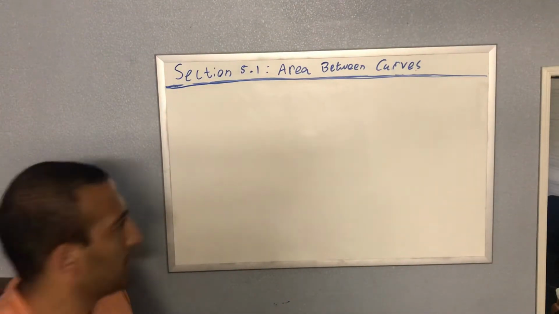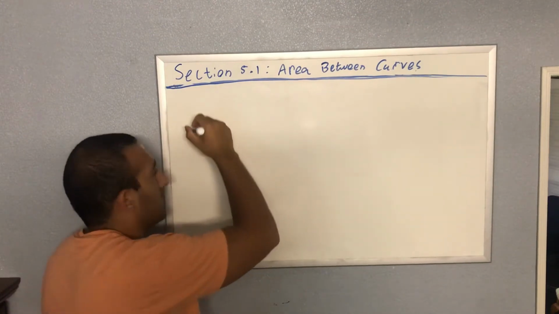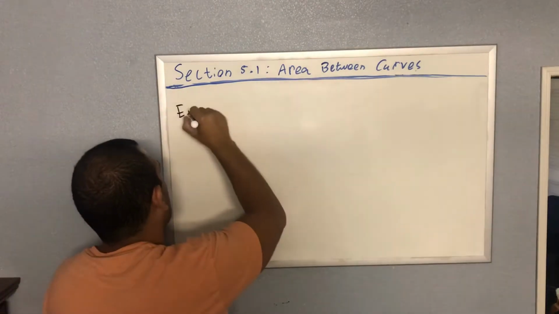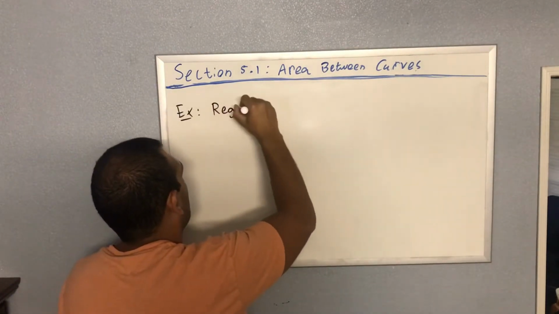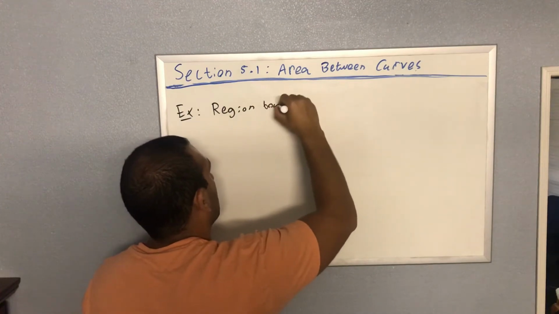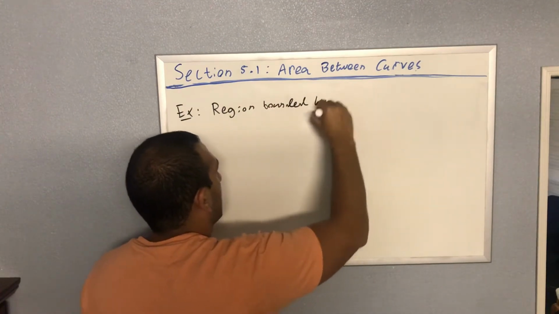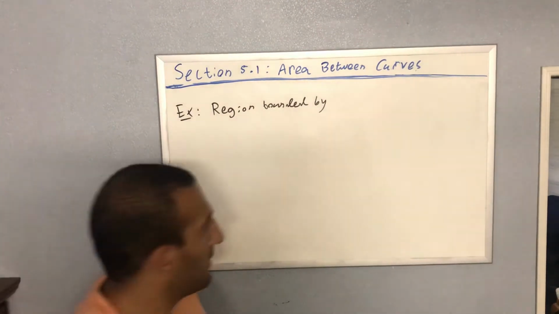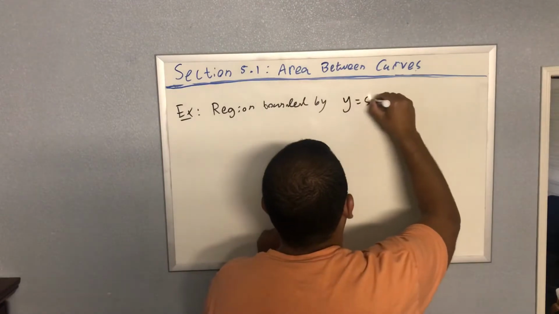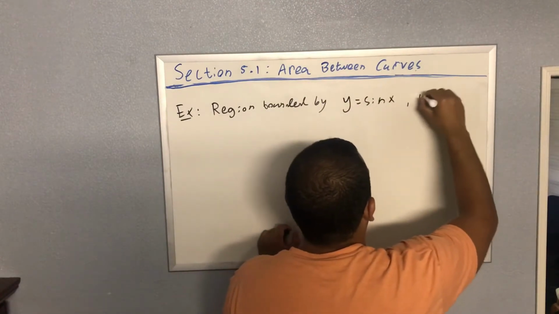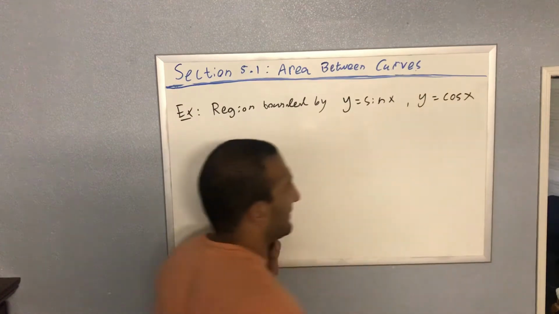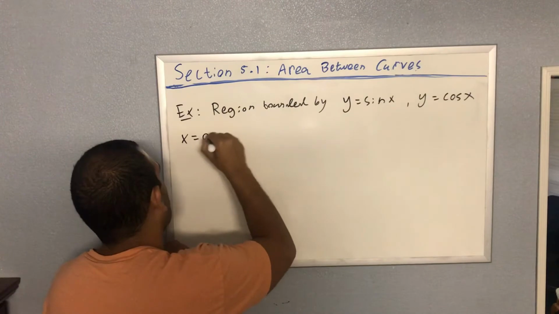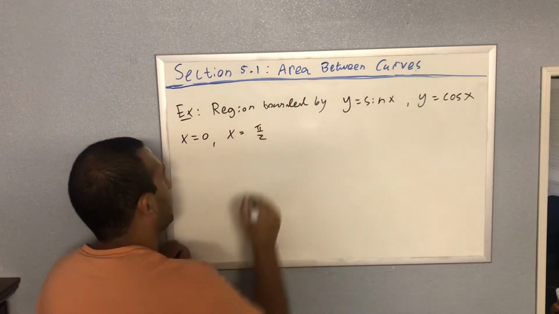Suppose we want to find the area of the region bounded by y equals sine x, y equals cosine x, x equals 0, and x equals pi over 2.